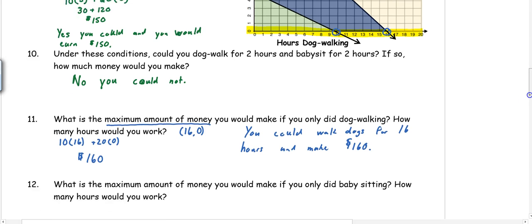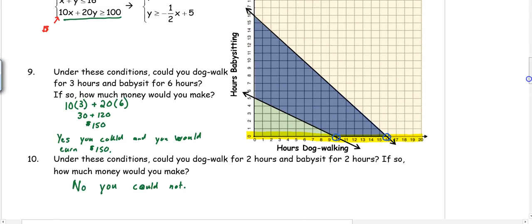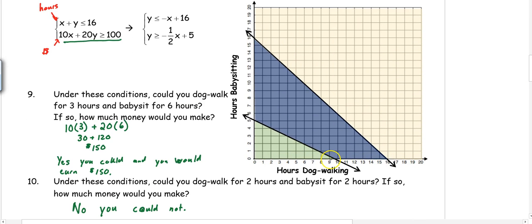In the last equation, it asks, what's the maximum amount you can make if you only babysit? If we're only babysitting, now we're looking at the y-axis. On the y-axis, there are 2 points that border my feasible region, here at 5 hours and here at 16 hours. Again, I'm trying to figure out the maximum amount of money I can make. So there's where some logic comes in again. Would 5 hours or 16 hours get me more money?